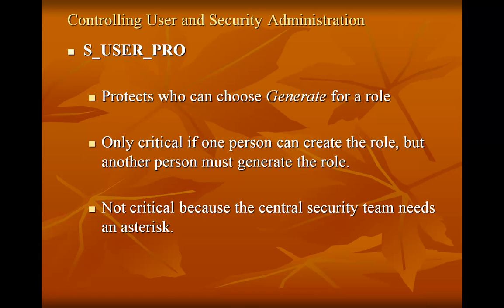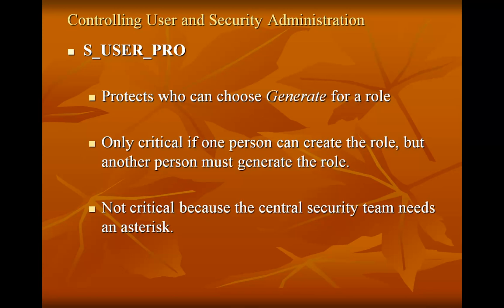It protects who can choose and generate a role, right? Technically, even if somebody gets access to change a role and this object is not there, he cannot generate the role even if he makes any kind of change, which means nothing happens to the role. It is only critical if one person can create the role but another person must generate it, which is never the kind of scenario. Why would you create a role and not generate it, right?